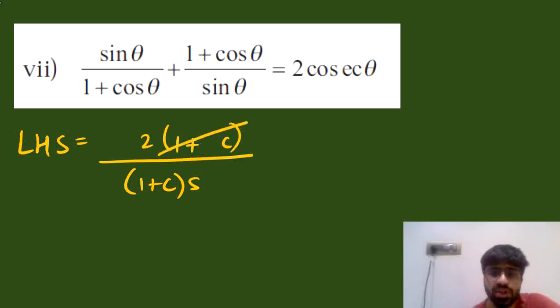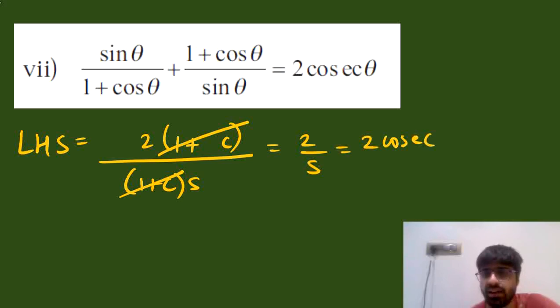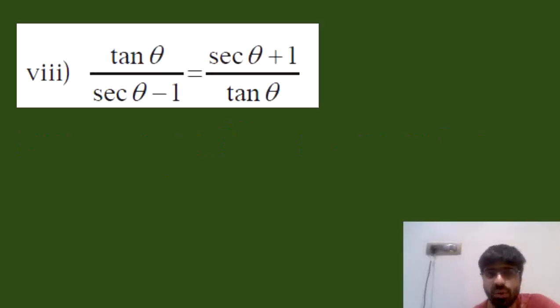But that 1 plus cos theta gets cancelled in the numerator and denominator. You are left with 2 upon sin theta, which is equal to 2 cosec theta. And yeah, that is equal to your right hand side. So that's how easy the seventh question was. Take a look at the eighth one.